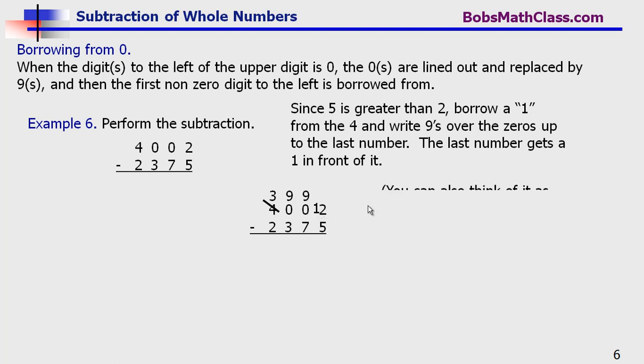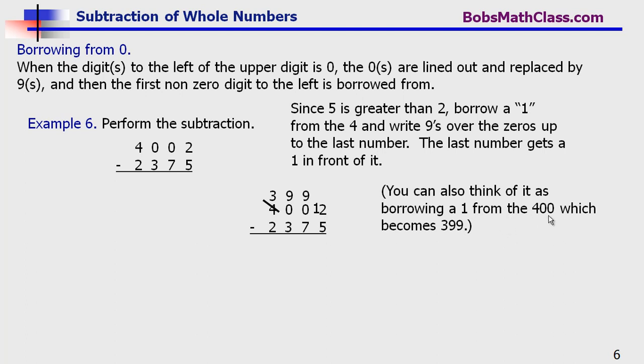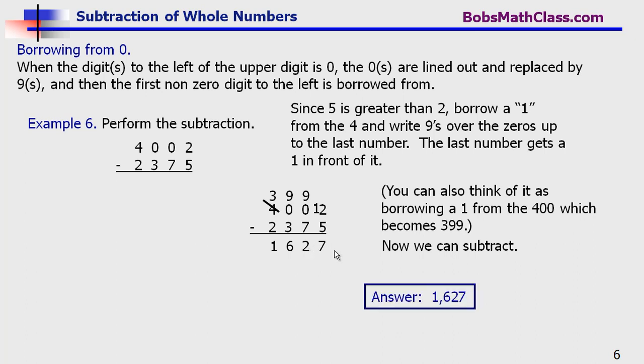So you could also think of it as borrowing a 1 from 400, which becomes 399. So borrow 1 from this 4, and then it's a 3 above it, and then a 9 in place of the zeros until we put that 1 in front of the 2. Now we can subtract. 12 minus 5 is 7, 9 minus 7 is 2, 9 minus 3 is 6, and 3 take away 2 is 1. Answer is 1627.